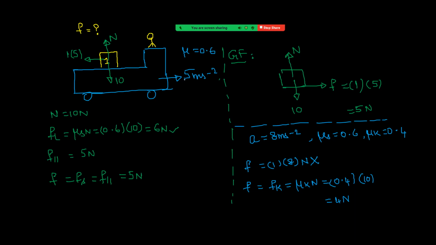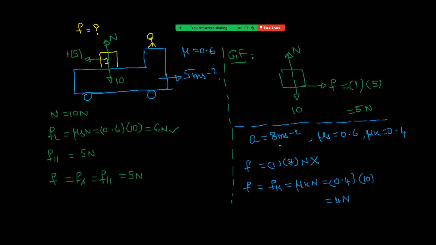If acceleration is a 5, so what I have done in ground frame, I have assumed that block does not slip. In that case, friction is now static, acceleration equal to 5. So 1 into 5, it is a 5. And this value is less than limiting friction. Therefore, this is the correct answer. Now what I am doing is, I have taken different acceleration.